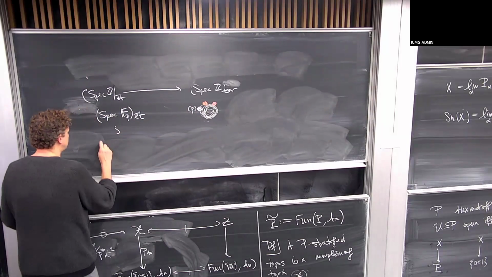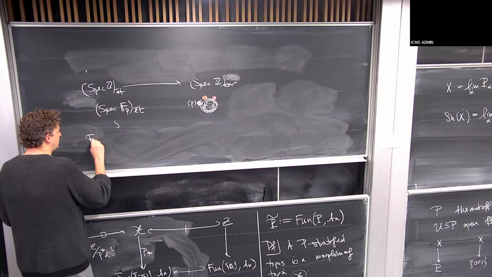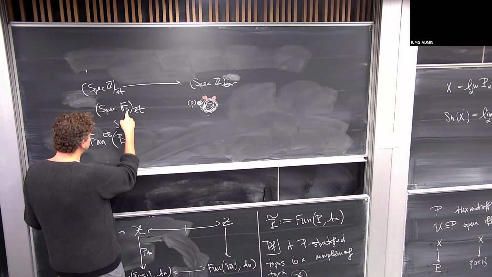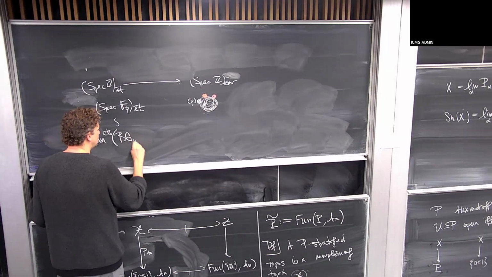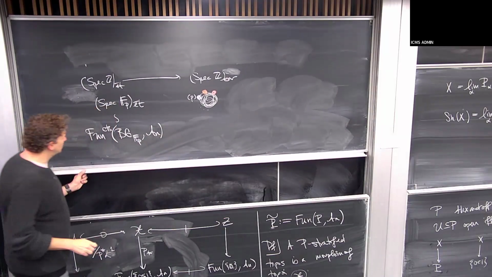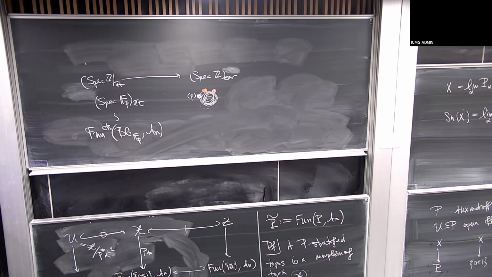So it's spaces. I'm going to write it this way because I want to emphasize the analogy. So I'm going to take the absolute Galois group of F_p, which is a profinite group. And I want to look at spaces with a continuous action of that group.